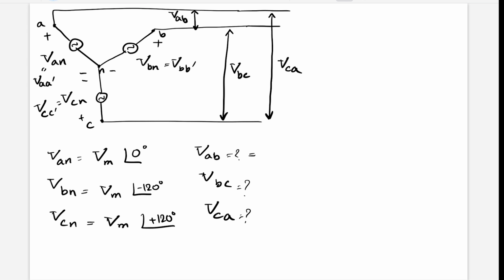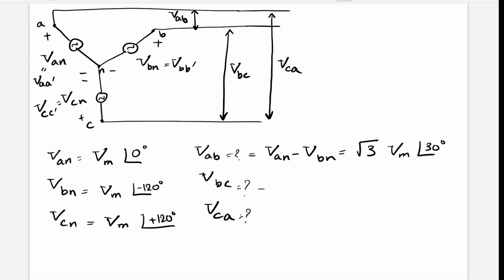Well, VAB is what? It is VAN minus VBN, right? If you go and find it algebraically, it is very easy, and you will end up getting radical 3 Vm with phase 30 degrees. If you found one of them, like VAB, again, we can go clockwise 120 degrees each turn, and we will find the other VBC and VCA as well.